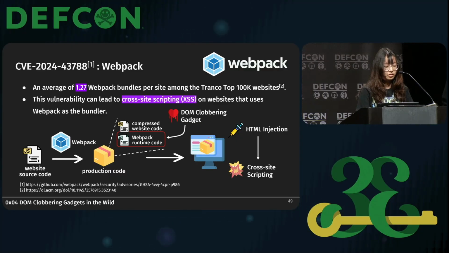First, you feed the website source code to Webpack to generate the production code, which includes the compressed website code and also the Webpack runtime code, which is the Webpack library code. In that Webpack runtime code is where we found the DOM clobbering gadget. With that gadget, if the website contains an HTML injection, this gadget can cause cross-site scripting.